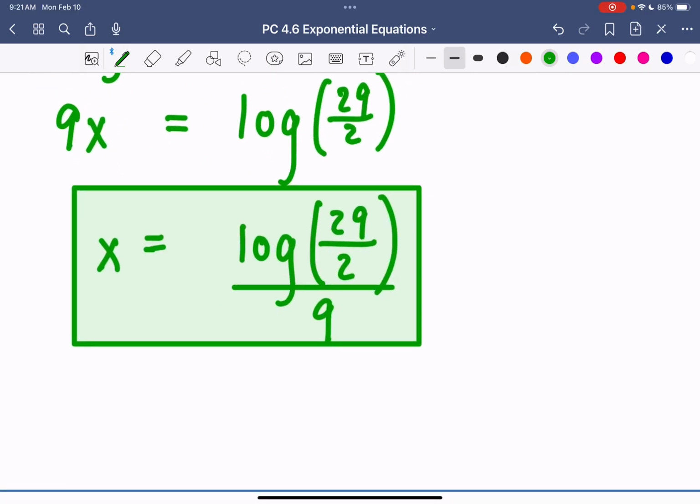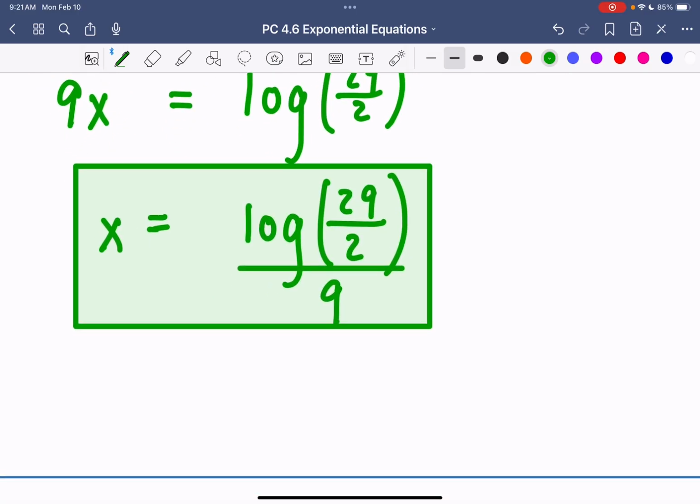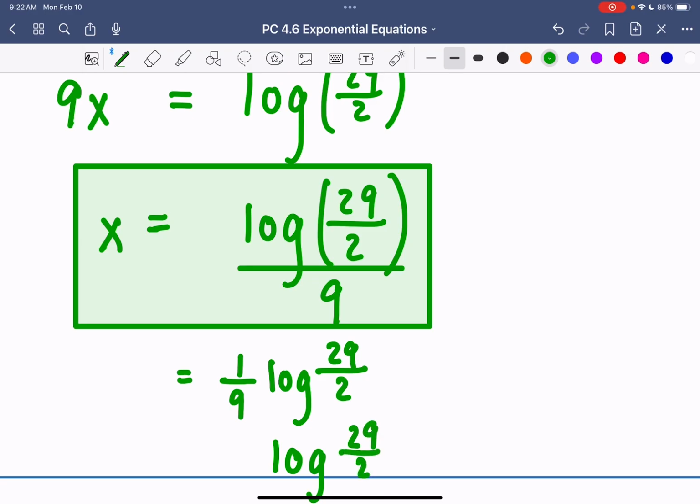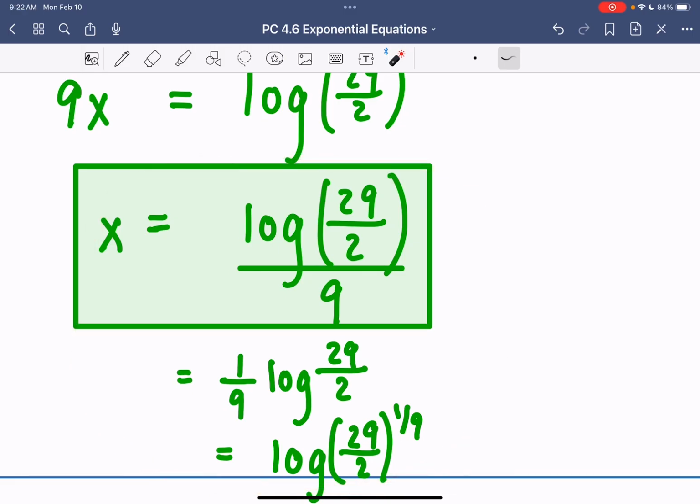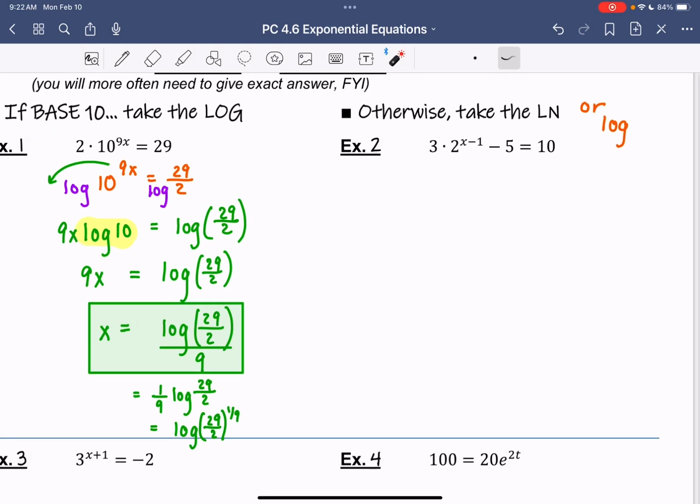Now, do notice that if you are checking your answer in the back of the book, they could rewrite this as 1/9 log of 29 over 2. Also, a 1/9 in front could be brought up to be an exponent, log of 29 over 2 to the 1/9 power or 9th root. Not that I would expect you to rewrite that expression, but hopefully we recognize all of these answers are the same. The first one is just fine.